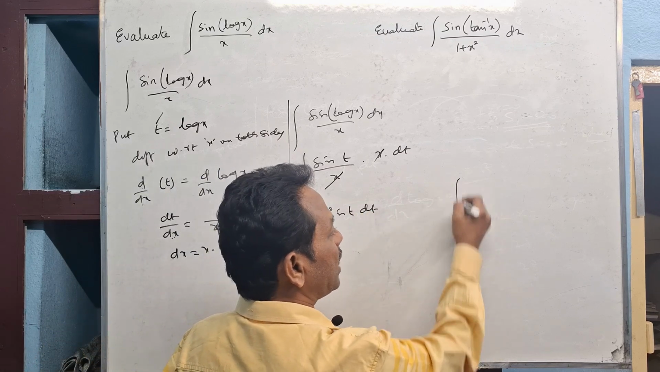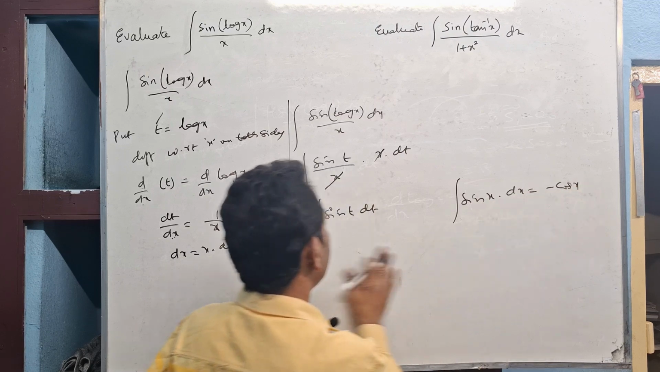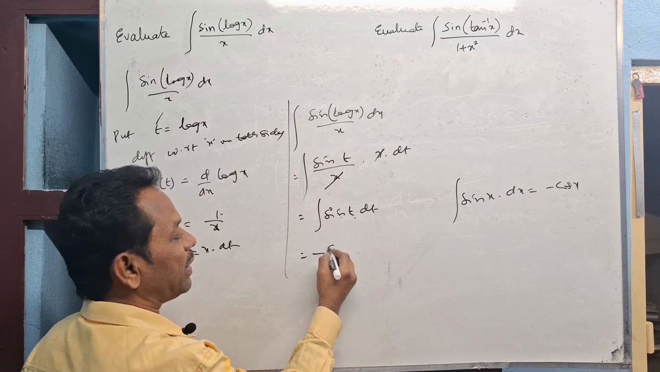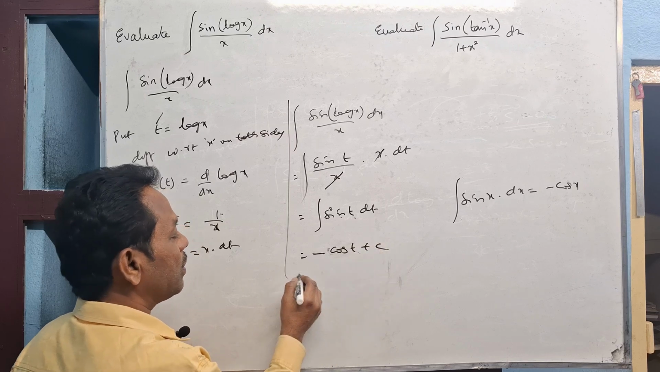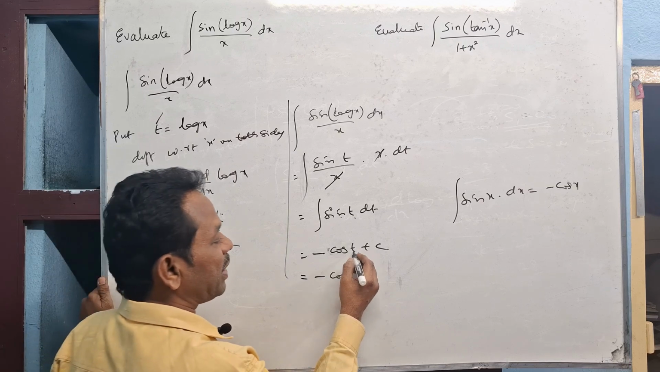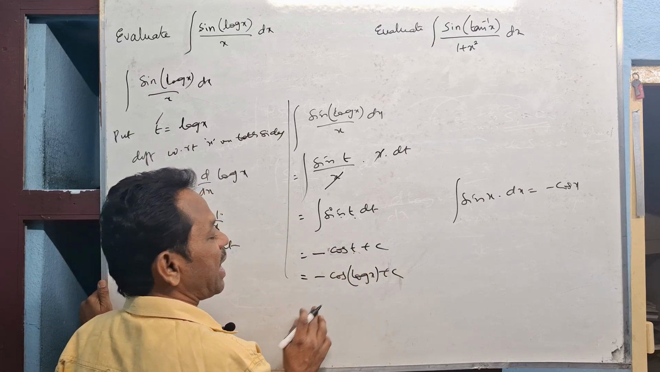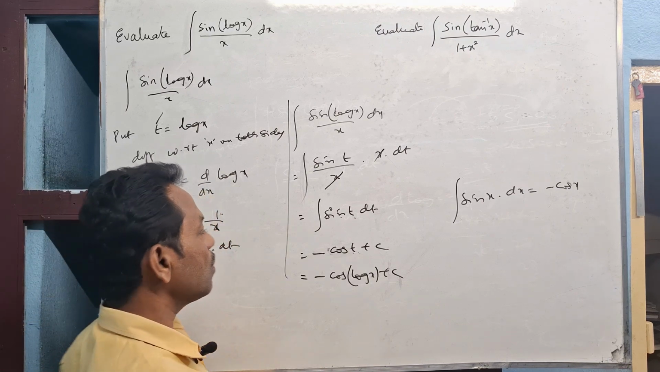So we know that integration of sine x dx is minus cos x. So here we have sine t dt, so we'll get minus cos t plus c. So minus cos of the value of t, which is log x. So let me take in the place of t, log x, plus c. So therefore my answer is minus cos of log x plus c.